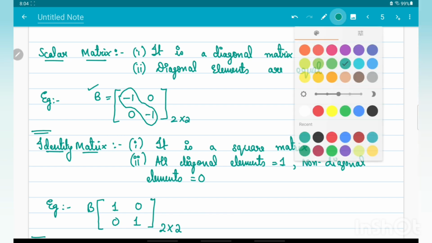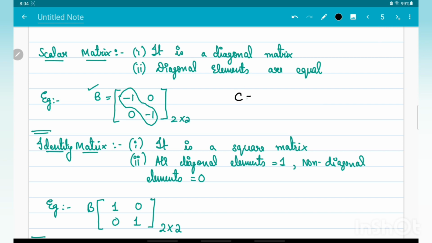Now let me take one more example over here. Suppose I take a matrix C with the elements 2, 0, 0, 2, and the order of the matrix is 2 by 2, 2 rows and 2 columns. Again, this is a diagonal matrix because it is a square matrix in which the number of rows is equal to columns. And also you can see that except for these 2 diagonal elements, the rest of the elements are 0. And the third thing is that the diagonal elements are both equal to 2, that is, both the diagonal elements are the same. So this is known as a scalar matrix.